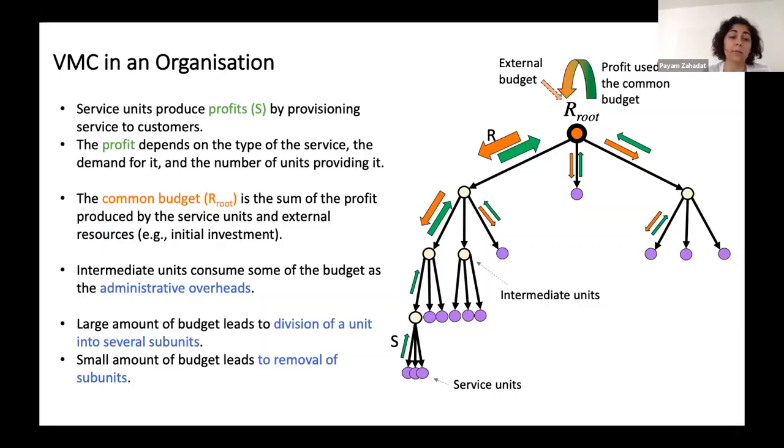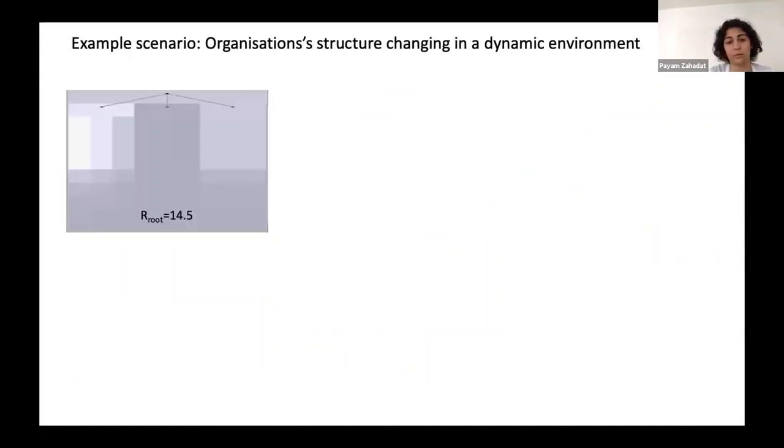The intermediate units consume some of this budget, this resource that they receive, as administrative overhead, and a larger amount of budget at the tips might lead to division of a unit into several units. So we can have growth here, and also we can have removal of some subunits. So the morphology of the organization would change, similar to a plant.